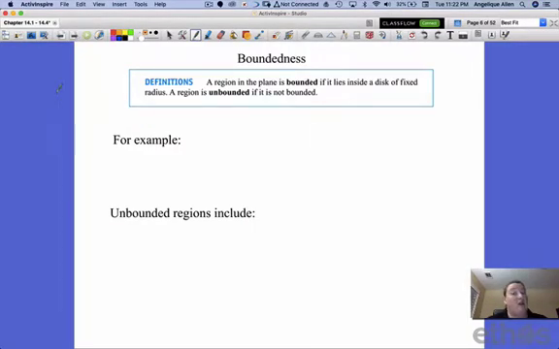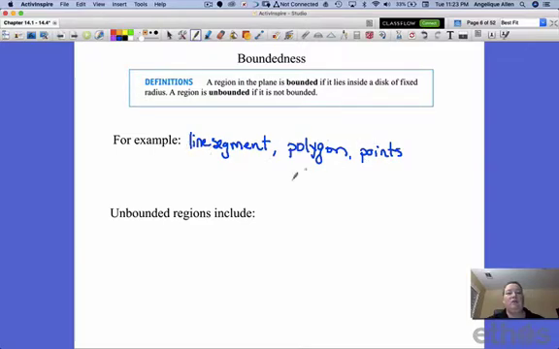Okay, so we want to talk about boundedness. The disk idea is also playing into this. A region in the plane is bounded if it lies inside a disk of fixed radius. So can you think of things that would be entirely contained in a disk? I can think of a line segment. Any polygon would be bounded. Points, of course. Those are all things that you could draw a disk around and contain the entire shape inside a disk.